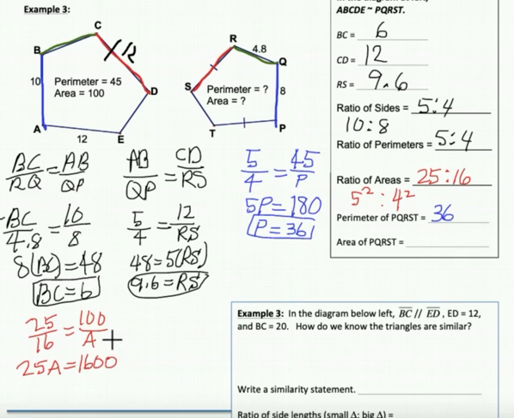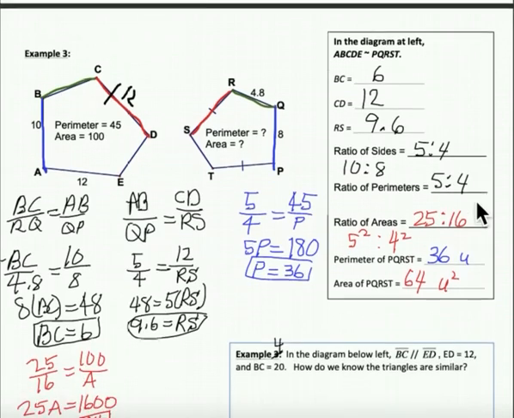And all I have to do now is to divide each side of the equation by 25, and that will give me 1600 divided by 25 is 64. You can go to your calculator and check it out, but that is the area. So I know that the area of PQRST is 64, and area is measured in square units. I'll go ahead and just put units squared, whereas this one would be in just linear units. And we've done example 3.